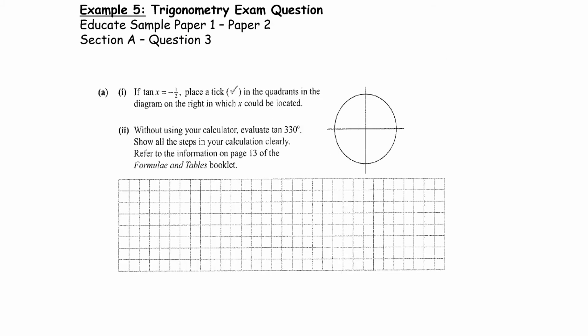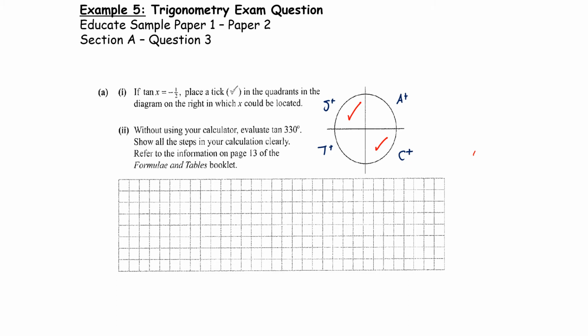So the first question is, if tan x is equal to -1/2, please place a tick in the quadrants, in the diagram on the right, where x could be located. So if we go back to our unit circle, we know in this section cos is positive. Here all of them are positive. Here sine is positive, and here tan is positive. So the two places where tan is negative are here and here.